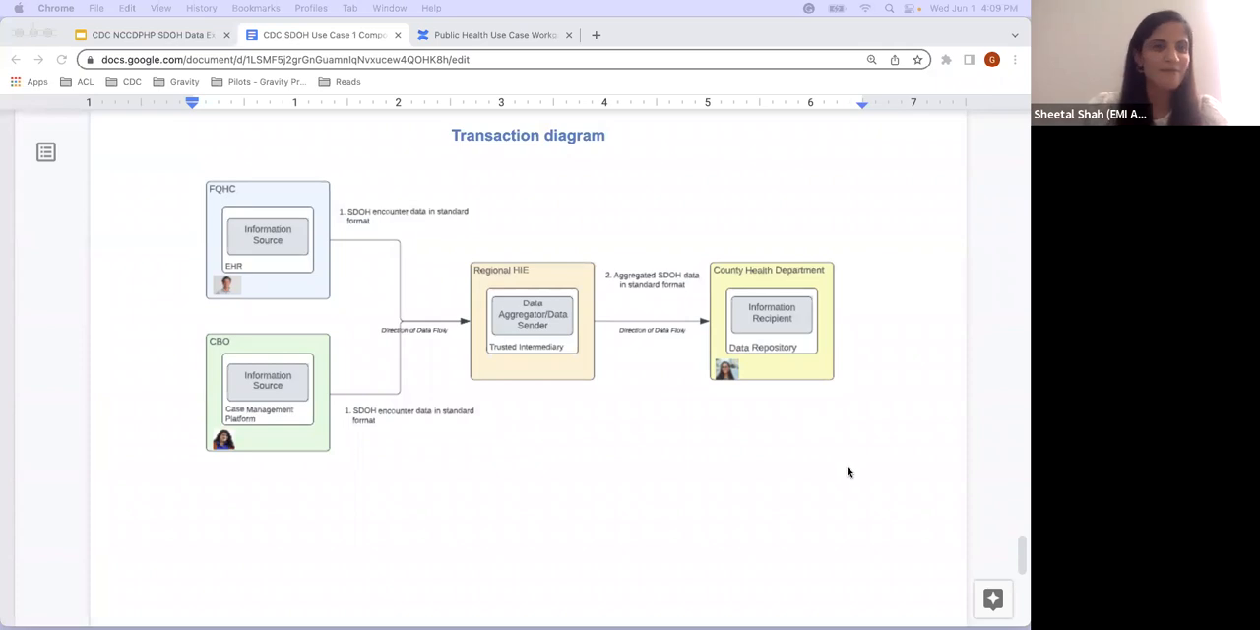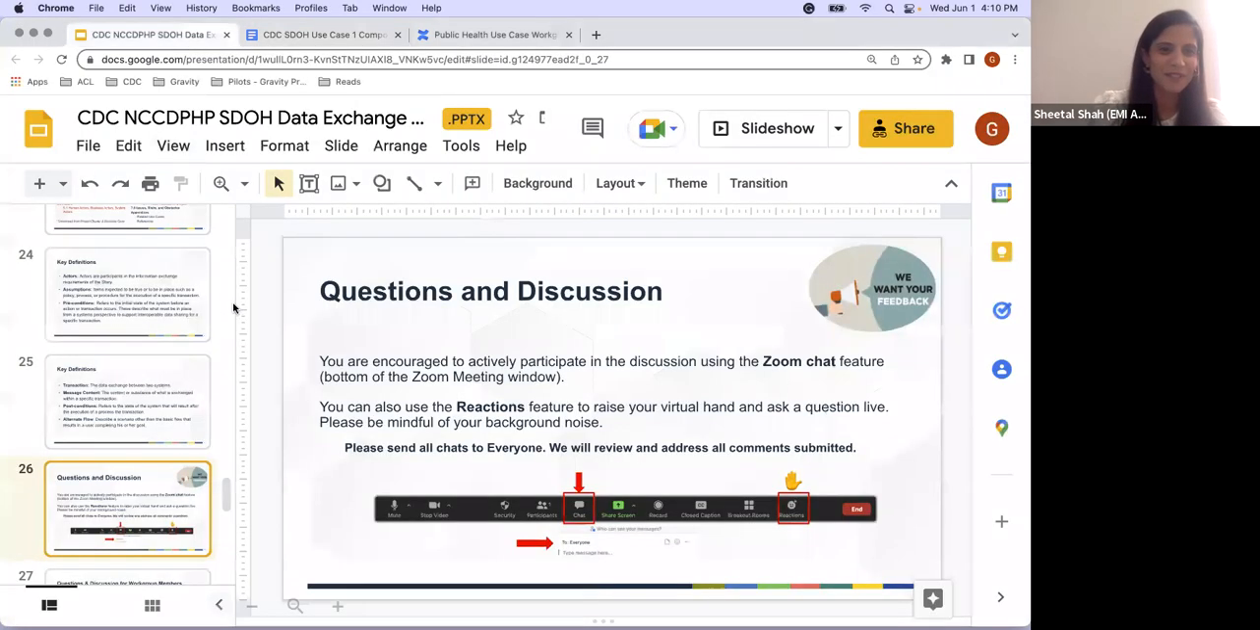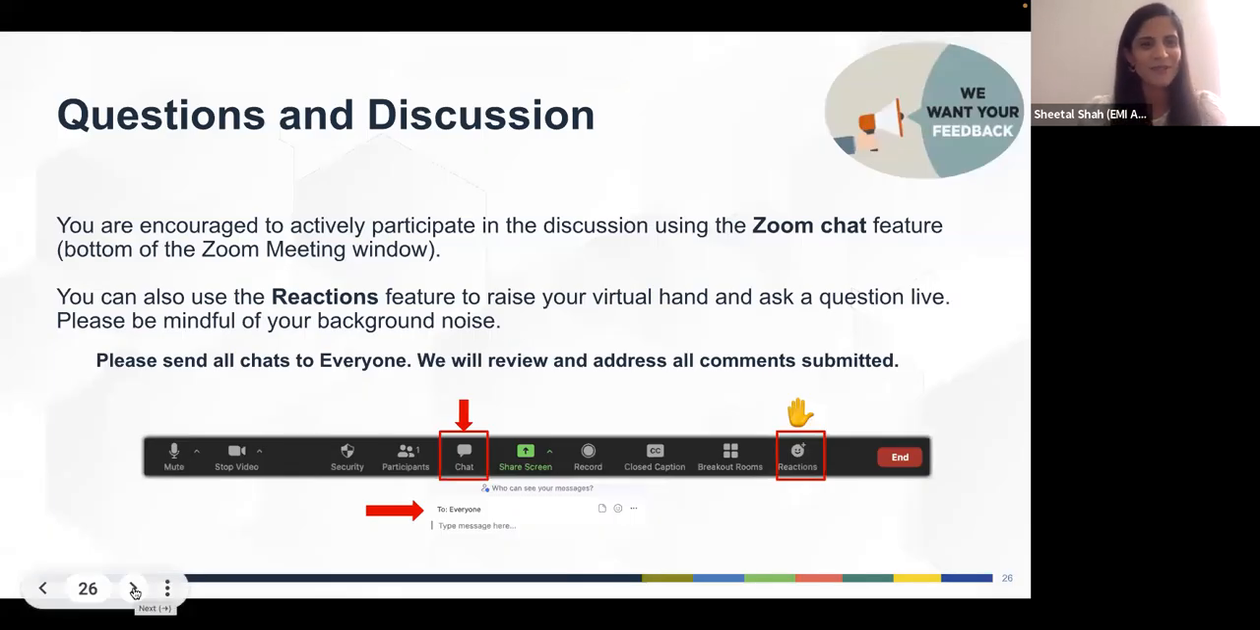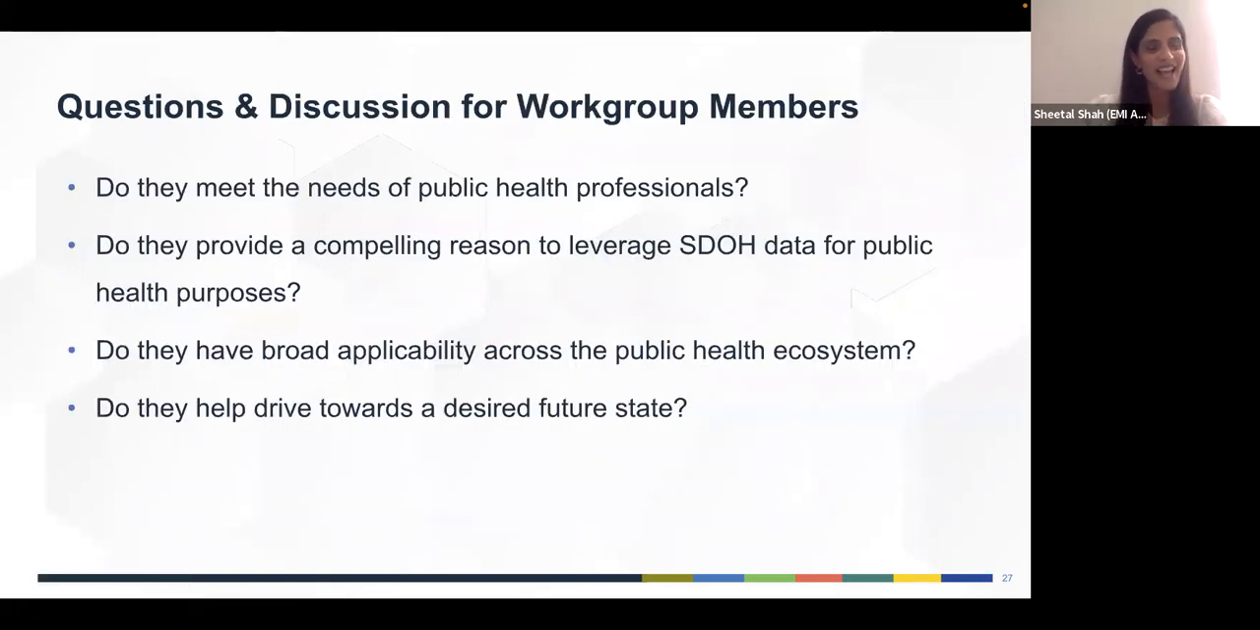And of course, I know Gabby will go over next steps with the group. So certainly, welcome any comments. And again, just going back to the questions that Amy presented earlier in the call, we're always asking ourselves, is this going to meet the needs of public health professionals? Does it provide a compelling reason to leverage the data for public health purposes? And thank you to Gia and Lisa and others. Welcome feedback on what are those potential reasons that make this a compelling use case, and then ensuring it has broad applicability and helping us drive towards a future state. And let us know if anything else is coming to mind too, and you can feel free to chat in or unmute yourself. Certainly welcome that.